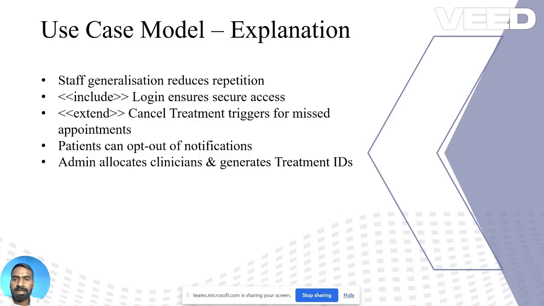Use case explanation. A patient can book or cancel an appointment, receive notifications, and choose to opt out. Administrators can register patients, assign clinicians, update categories, and send notifications. Clinicians complete treatments, write consultation notes, and update treatment status. Modeling these actions early helped us create a clear class design later.